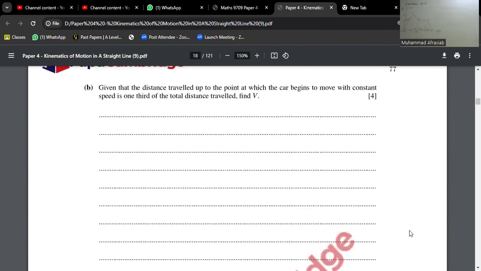And for B, given that the total distance traveled up to the point at which the car begins to move with a constant speed is one third of the total distance traveled, find the value of v.